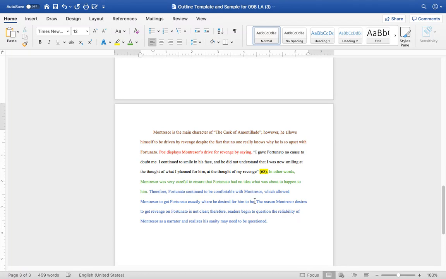a real smooth transition. So even though you can use the sentences that are already included on your outline, you also need to make sure you're revising and editing those sentences to make everything flow well, okay? So I don't like the way that this flows, so I'm going to change up the beginning of this sentence. It does not require me to change it on my outline. It's just helping improve the overall flow and quality of my paragraph. So, therefore, Fortunato continued to be comfortable with Montresor, which allowed Montresor to get Fortunato exactly where he desired for him to be.